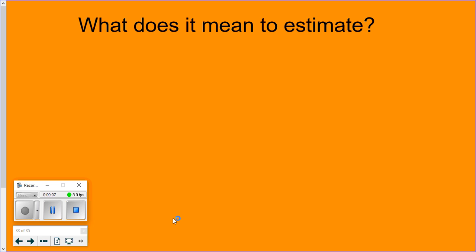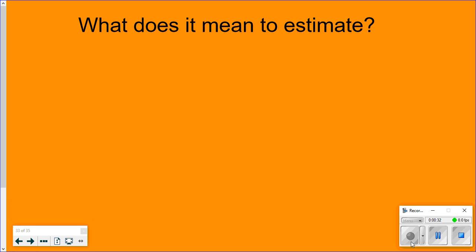Pre-test, a lot of you have questions. What does it mean to estimate? What do we know about estimate, estimating, estimation? All of those are in the same word family, right? What do we know about that word?